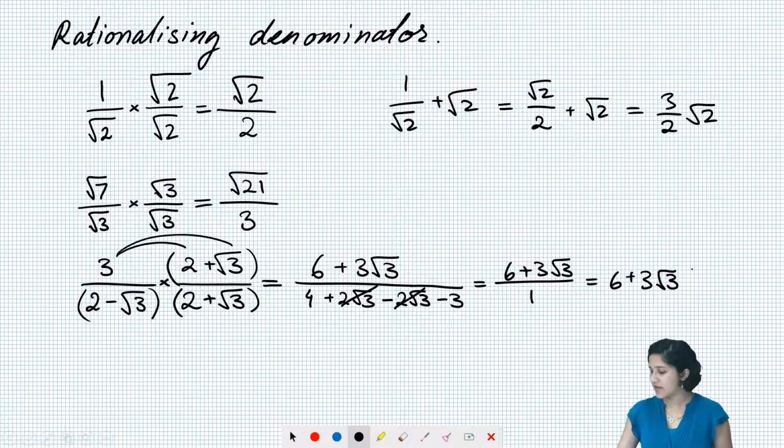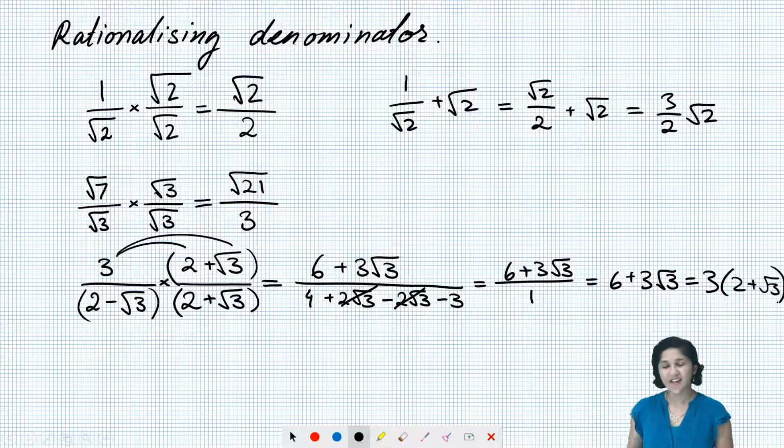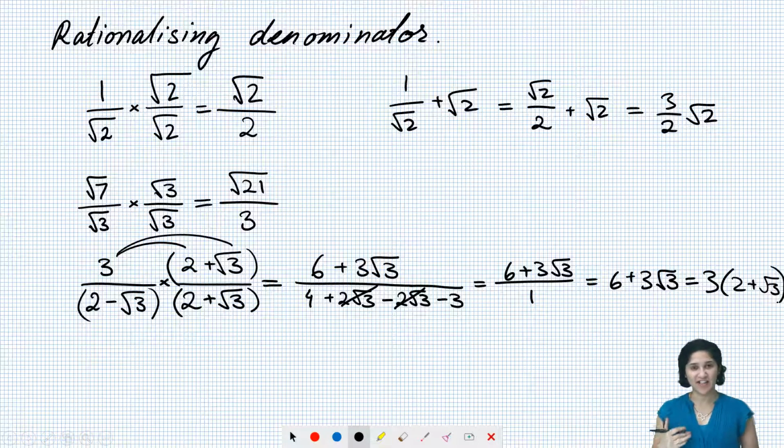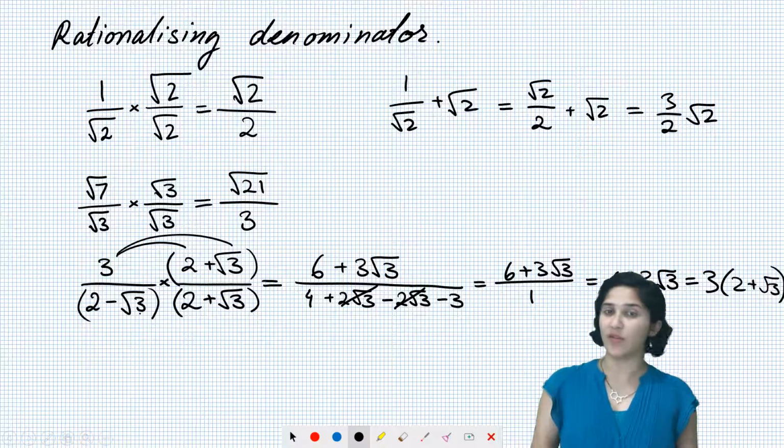So I've just got 6 plus 3 root 3. And I can factorize the 3 out if I want. So 3 times 2 plus root 3. And we're done. Okay, so that's how you rationalize the denominator, whether you just have a pure surd in the bottom, or if you have a sum of surds or non-surds.